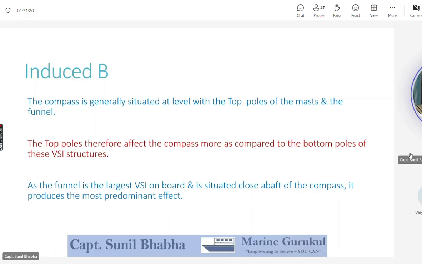Now beta, its distance is less than the funnel's, but usually the amount of steel which is used in construction of the mast is much lesser. So it offsets or reduces the effect of the funnel, but is not able to counteract and overpower. Okay, sir. Okay.